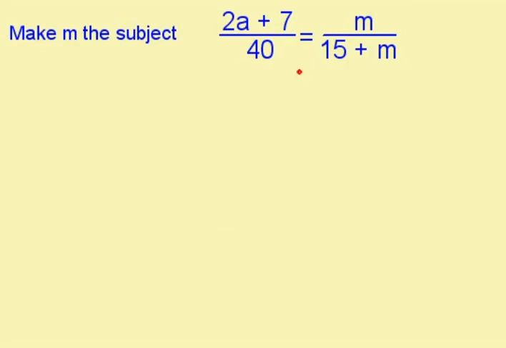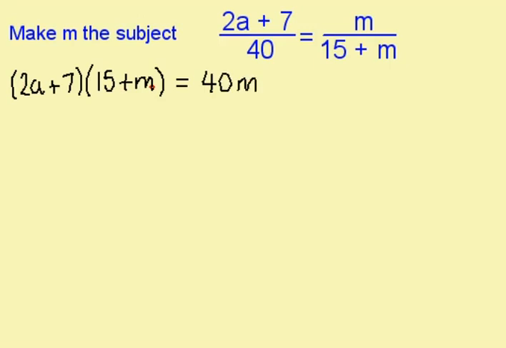To make m the subject of this, the first thing I'm going to do is multiply by 15 plus m and by 40. For those that use the escalator method, the 15 plus m goes up the escalator this way and the 40 goes up the escalator this way. So I have 2a plus 7 multiplied by 15 plus m equals 40m.